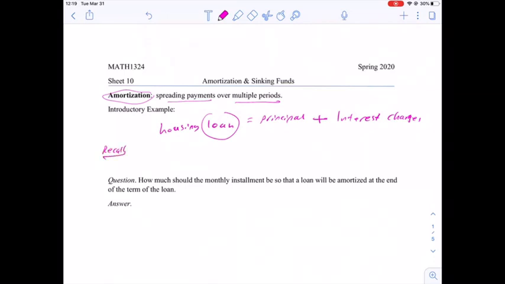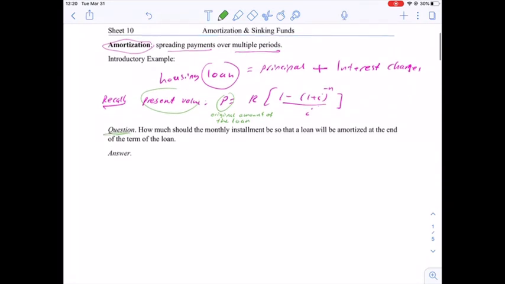You need to recall that the present value of an annuity is given by P equals R times (1 minus (1 plus I) raised to the power negative n) over I, where P is the original amount of the loan, or the present value. Now the question is, how much should the monthly installment be so that a loan will be amortized at the end of the term of the loan?